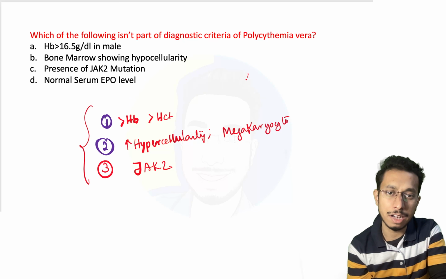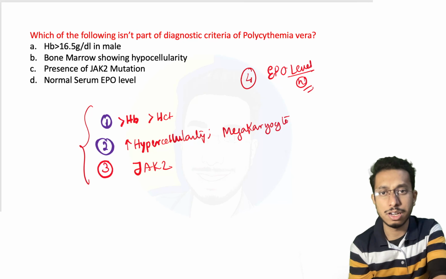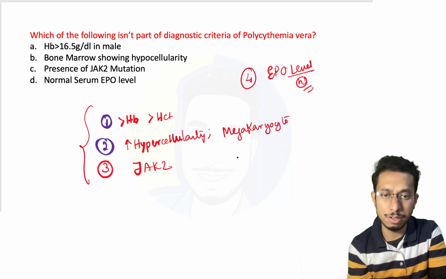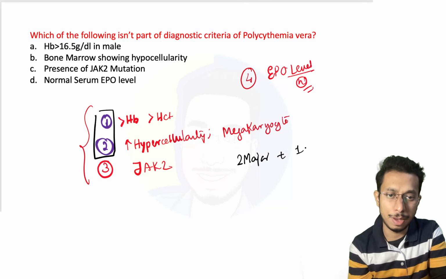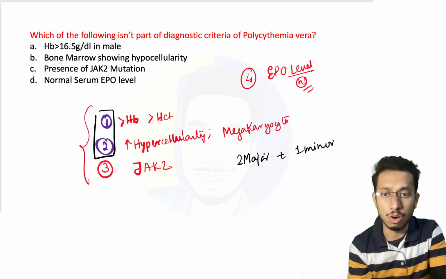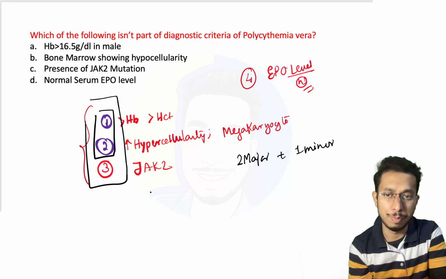Besides this, we have a minor criteria. Minor criteria is erythropoietin level to be normal. Okay. So these are major and minor criteria. It is usually diagnosed with the first two major along with one minor, or all of the three major criteria.